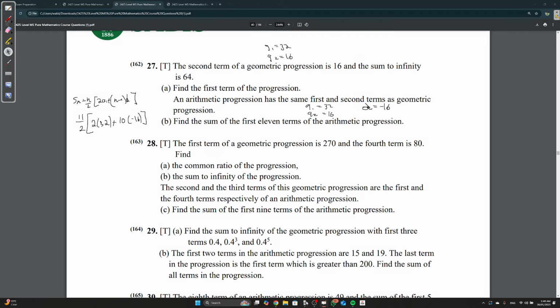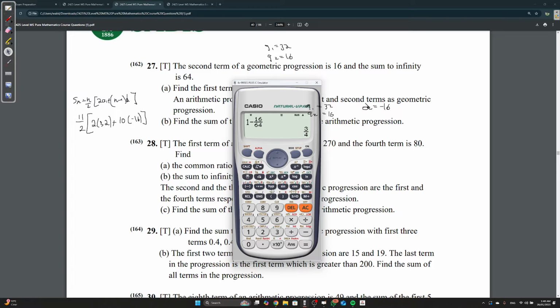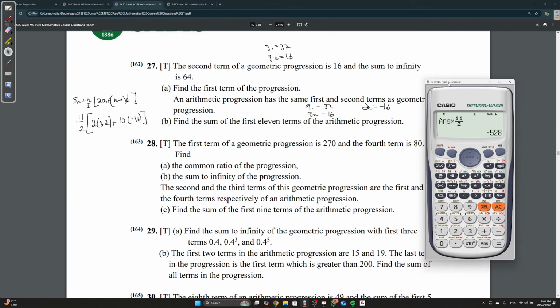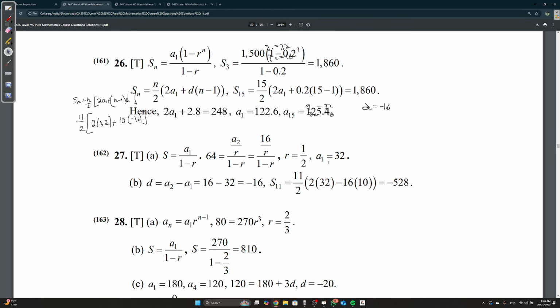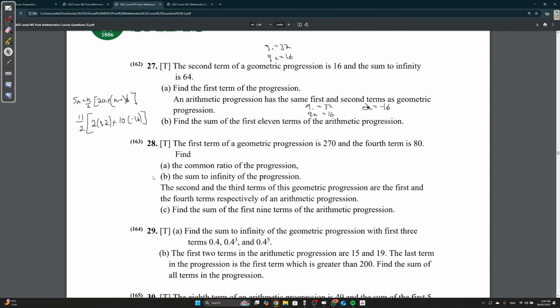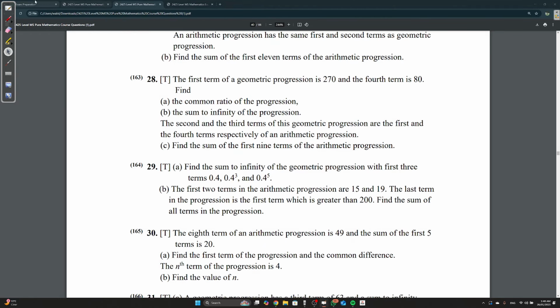Let's do this. We get 64 minus 160 first, times 11 over 2. You get negative 528. Let's see the answer. Negative 528. Okay, the first term of geometric progression is 270, and the fourth term is 80.